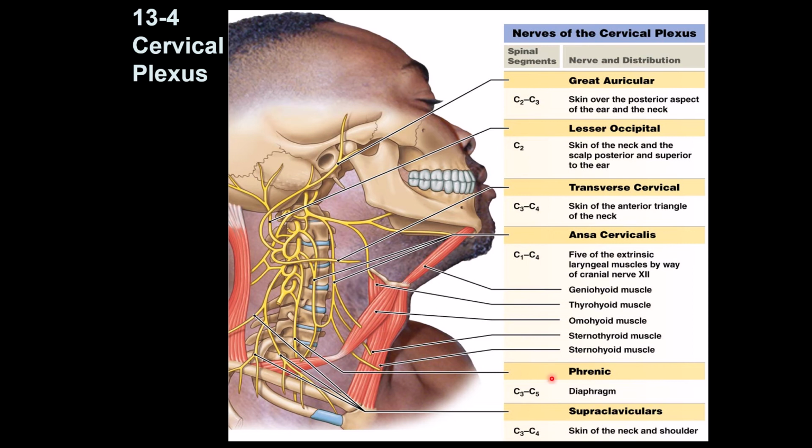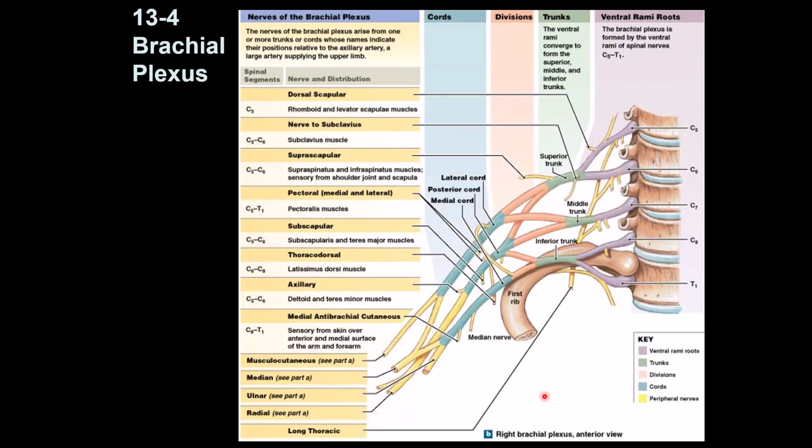The one that is important is called the phrenic nerve. This is the most important nerve in the cervical plexus because it supplies the diaphragm, and the diaphragm is a primary inspiratory muscle, which means it's important for breathing. If both sides of the diaphragm are paralyzed, the person cannot breathe and will not survive. That's how important it is. Next is the brachial plexus, which is the most difficult one among all the plexuses.